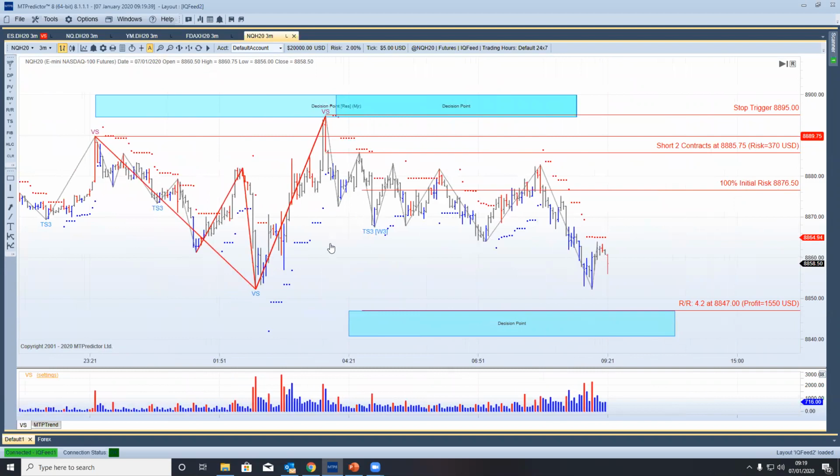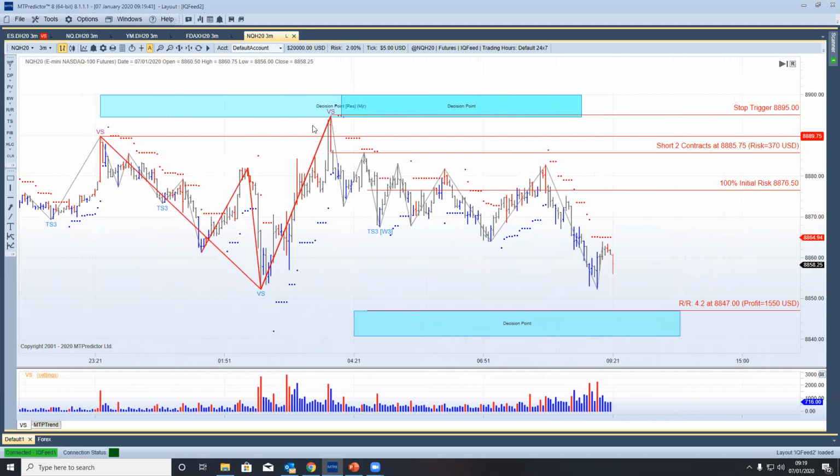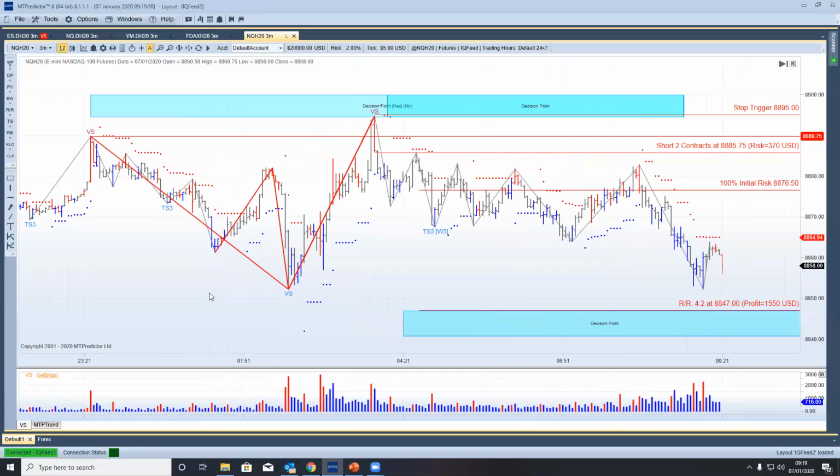So this is what the VS setup is all about. It's about catching a fake out. I mean, that's probably another word for it in traditional technical analysis. In other words, the market made a fake in one direction to then move in the opposite direction. But we have the advantage here at MTPredictor because we have our decision point level. Our decision point level is the level where professional traders will normally make the reversal if they're going to make the fake out. That's why I've called it decision point, because it's the area where a decision is made, very often by the professional traders.